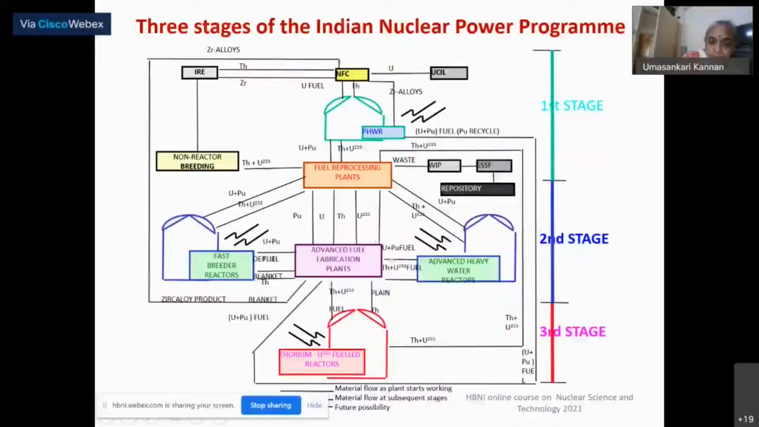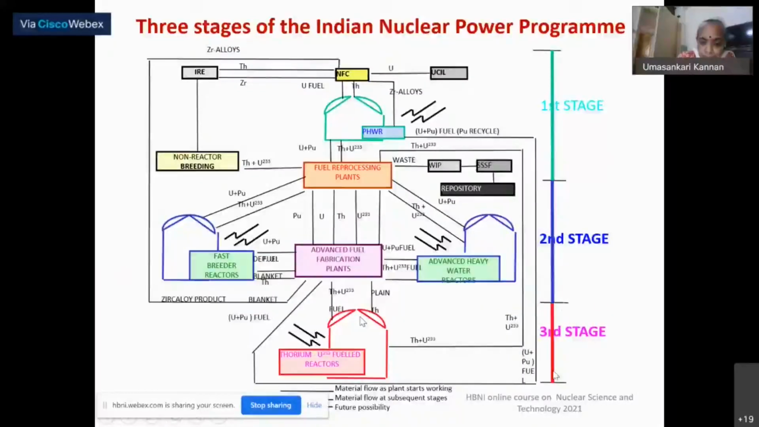So this requires advanced fuel fabrication plants, because you have to use uranium and plutonium. They may be radioactive, and then you have to mix it along with other oxides to form oxides or carbides, which are being used in different types of reactors.